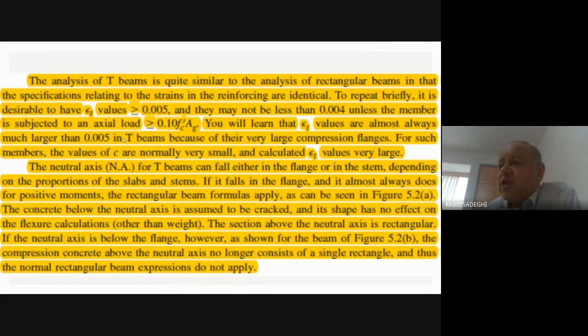And we have two cases in design. When the neutral axis is located in the flange, the design of the beam is exactly like rectangular section beams. When the neutral axis is located in the web, the design is like T-beams. We will see more in the next slides.